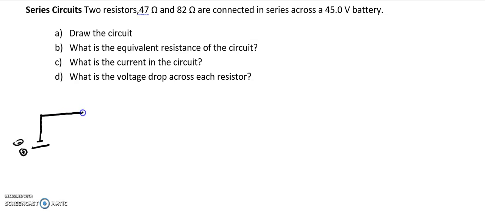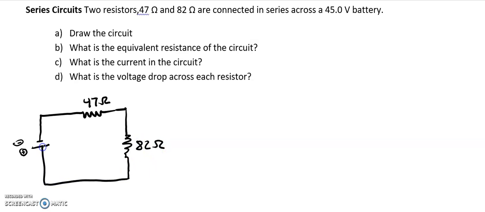Wires are just lines. And let's go ahead and draw our two resistors. Resistors we can draw with kind of a little squiggly type line. So there's a 47 ohm resistor and an 82 ohm resistor. We can think of those resistors as kind of like light bulbs or something like that.